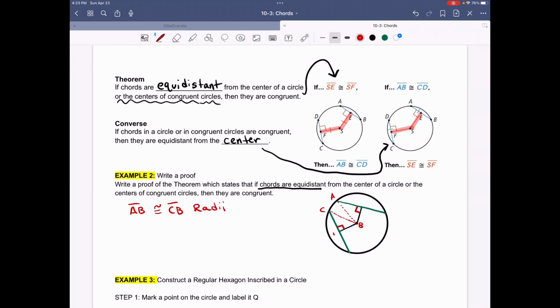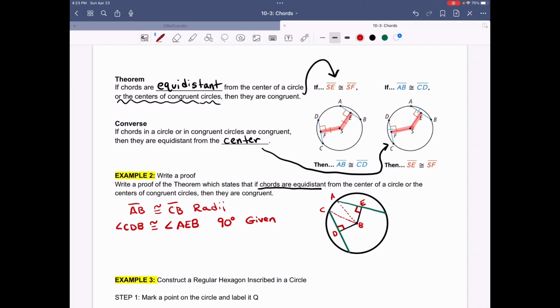We need some more letters, so we'll call this D, we'll call this E. So angle CDB is congruent to angle AEB, because they're 90 degrees, and that was given to us by the fact that it's equidistant from the center. It just has to be when you draw it like that.